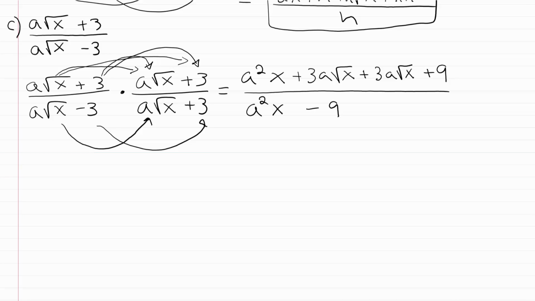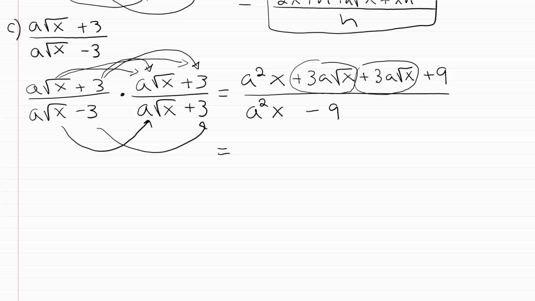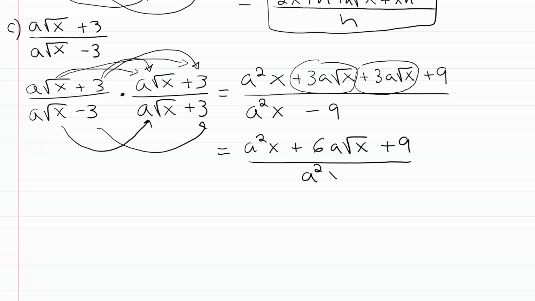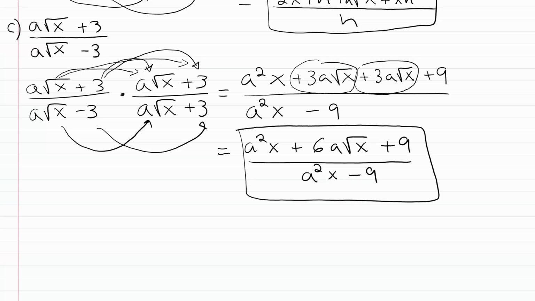All right, from there, let's go ahead and just clean up and simplify the numerator a little bit, right? So we have this positive 3a times the square root of x plus another positive 3a times the square root of x. We're going to get a squared x plus 6a square roots of x plus 9. And then in the denominator, we will have a squared x minus 9. And remember, the whole point of doing this is to get the radical out of the denominator, which we've managed to do.